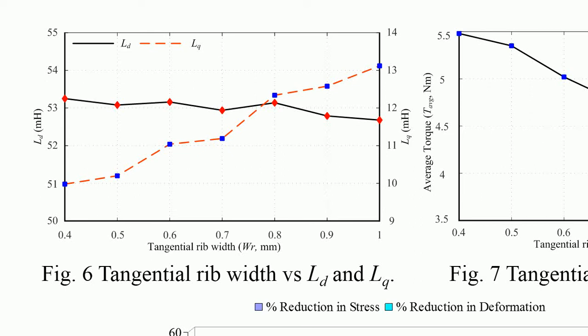So when we are going from 0.4 to 1, we can see here the LQ is increasing. So what is saliency ratio? LD by LQ. If your LQ is increasing, the saliency ratio is decreasing, and the torque is directly proportional to saliency ratio. So eventually you are going to have a low torque density motor. Now how to consider the width of these ribs?